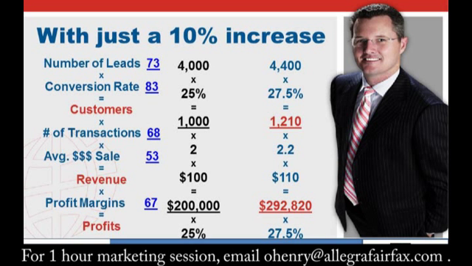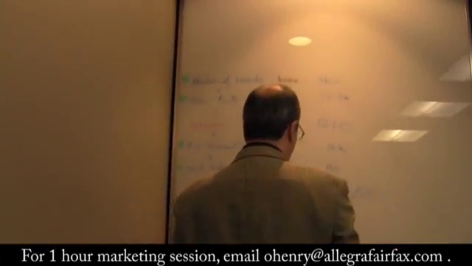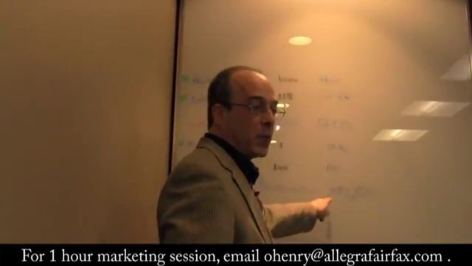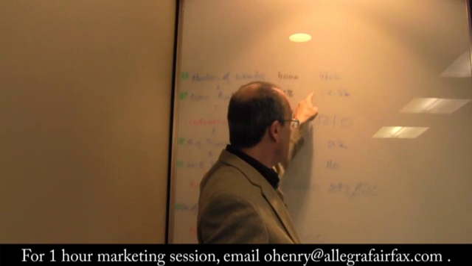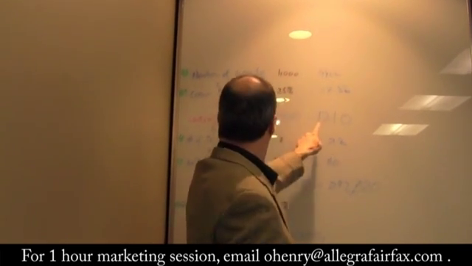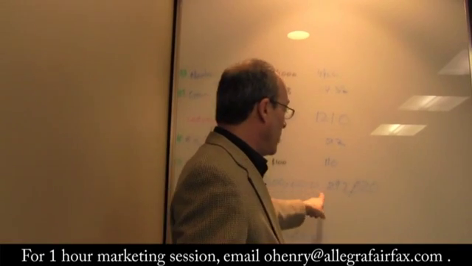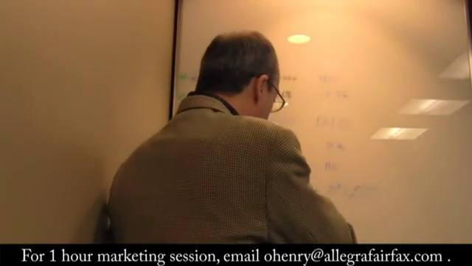Okay? Now we'll look at number of transactions per customer. Again, increase that by 10%, so that's going to give you 2.2 here. And your average dollar sale, make that 110. And we multiply all that out, and we get 292,820. Okay? That's a 46% increase in revenue. So now, as you can see, the numbers compound. By increasing each one of these by 10%, you've now got 46% more revenue here.